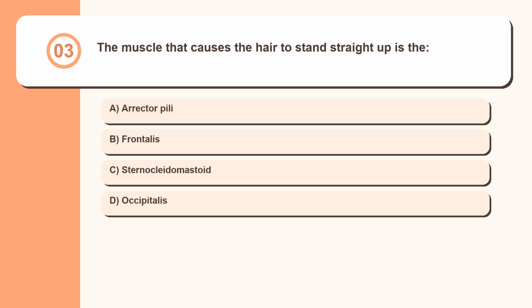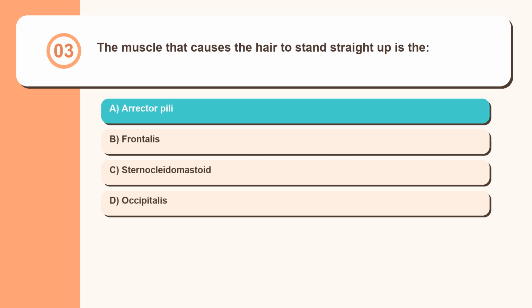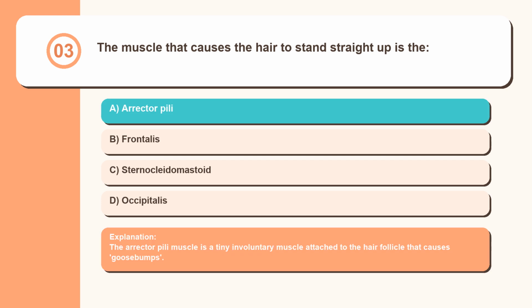Question 3. The muscle that causes the hair to stand straight up is the erector pili, frontalis, sternocleidomastoid, occipitalis. The erector pili muscle is a tiny involuntary muscle attached to the hair follicle that causes goosebumps.